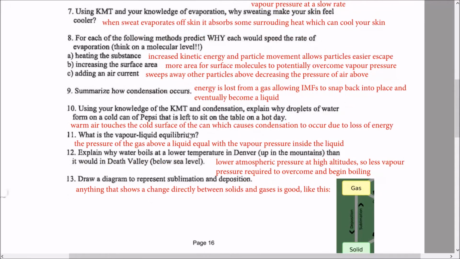Using your knowledge of KMT and condensation, explain why droplets of water form on a cold can of Pepsi that is left to sit on a table on a hot day. When the warm air from the summertime is able to touch the cold surface of the can, let's say it's been in a cooler with some ice in it, that can cause condensation because the cold can will cause the energy and the temperature of the warm air to decrease rapidly, and that loss of energy can compel a condensation.